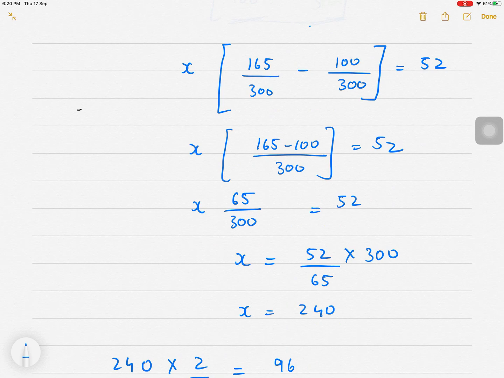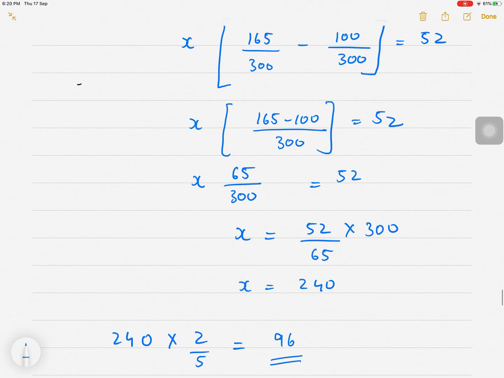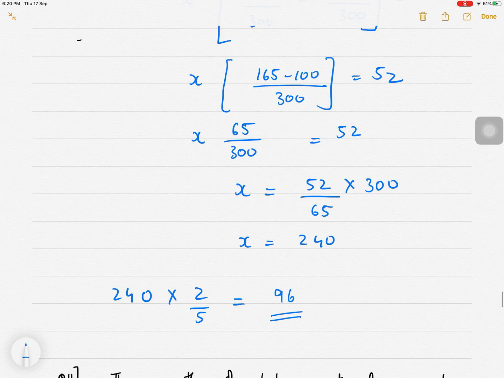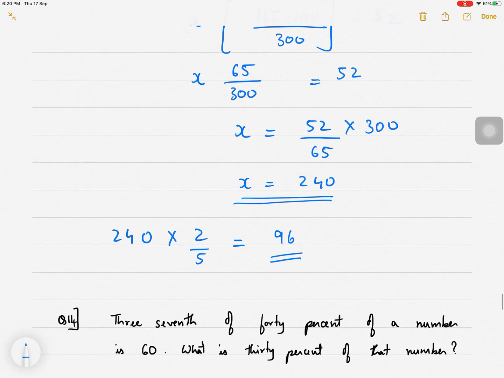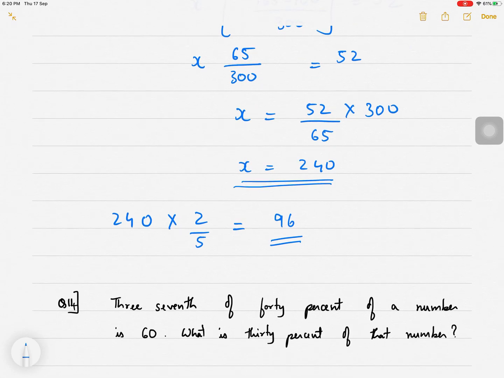Okay. So what you get? x into 65 upon 300 is equal to 52. So the value of x would be 240. The number is not asked. What is asked? 2/5 of that number. So 2/5 of that number means 240 into 2/5, which is equal to 96.